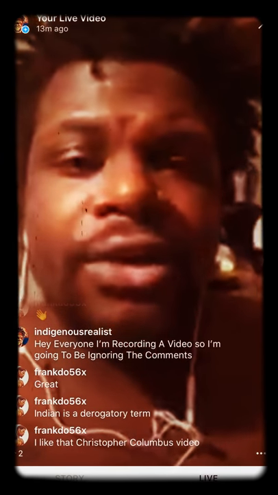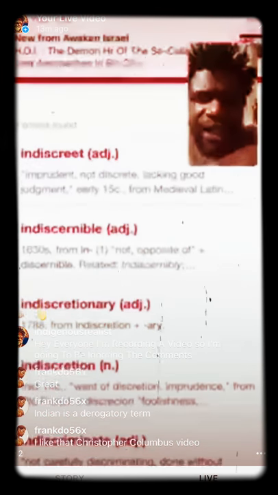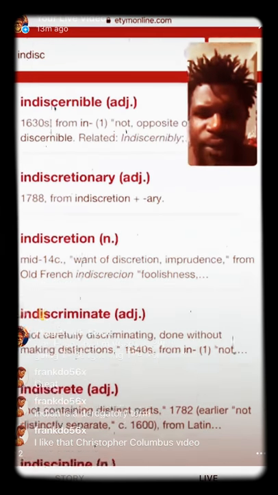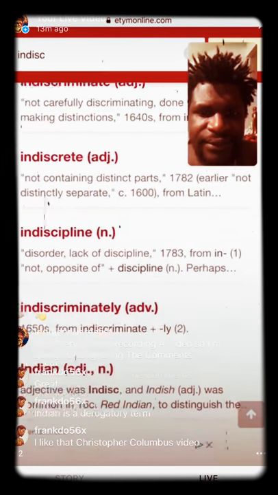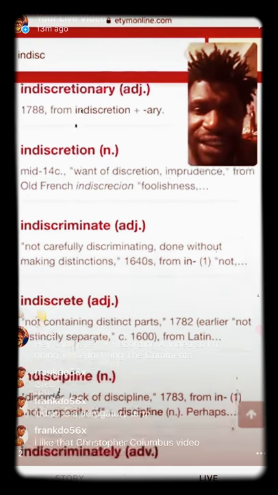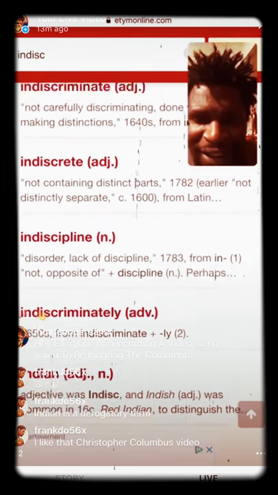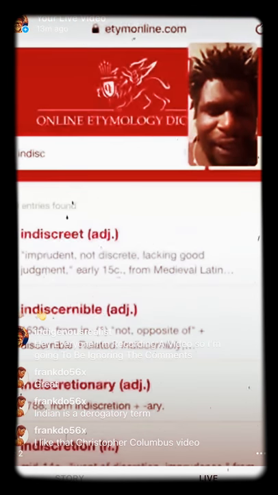Now I'm finna share my screen and show y'all where the word actually comes from. Let me see, can I find it? Look, all of these have a root in Indus. We got indiscreet, indiscernible, indiscretionary, indiscretion, indiscriminate, indiscipline, indiscriminately, and then we have Indian at the bottom. You get what I'm saying? You see why this ain't a term for us? Now let me go, I got another slide.